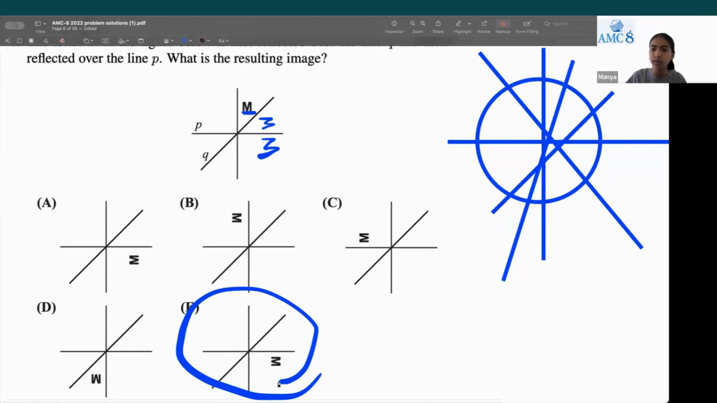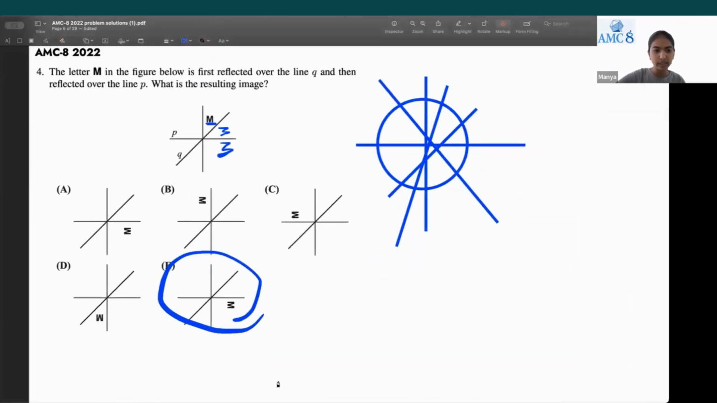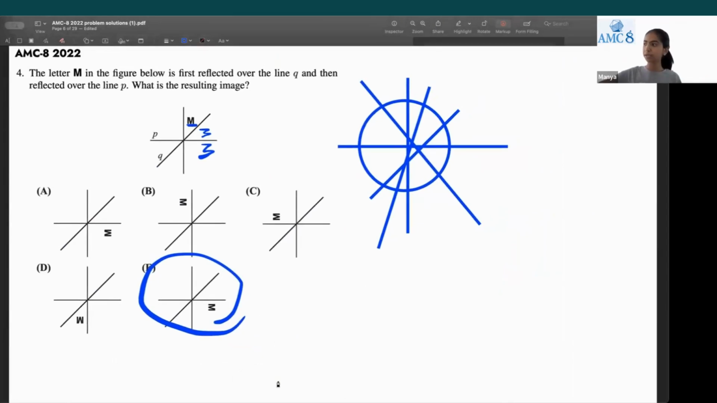You might be thinking that we won't have paper to do this on the AMC-8, but actually they'll give you scratch paper on the AMC-8, so you can just try this on your own. Or maybe if you can really visualize well, then you can just visualize. If you can visualize, it'll also save some time. So that's how we got answer choice E.